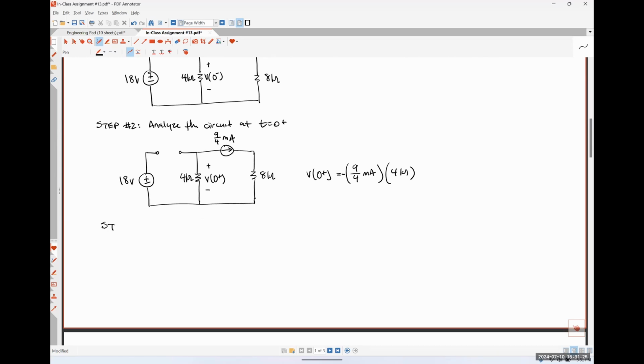So step 3. We're going to analyze the circuit at t equal to infinity. So at t equal to infinity, we're once again at DC steady state. So my switch is still open. My inductor is going to look like a short circuit because it always looks like a short circuit at DC steady state. So that'll be 0 minus and infinity. Always, always, always.